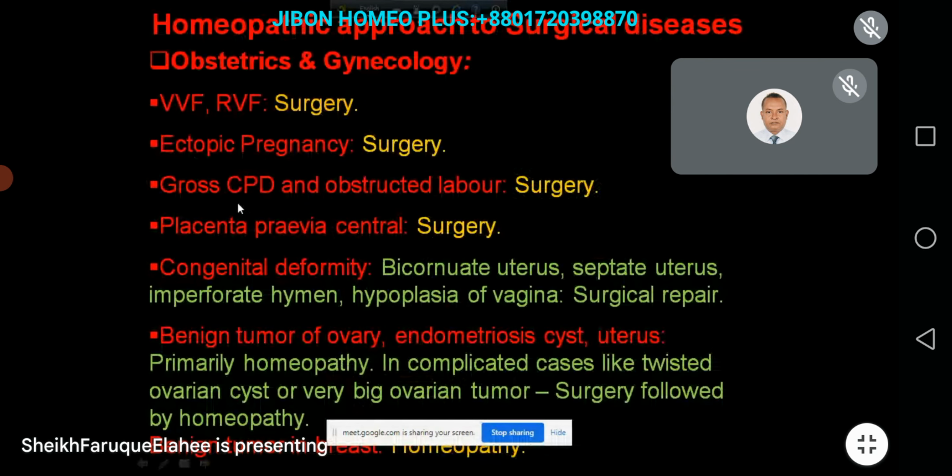This is called gross CPD and obstructed labor. Here also we suggest surgery, because otherwise you lose both the patient and the baby.